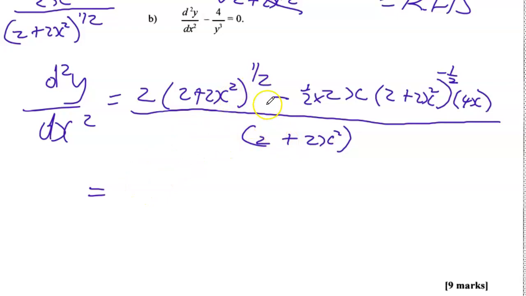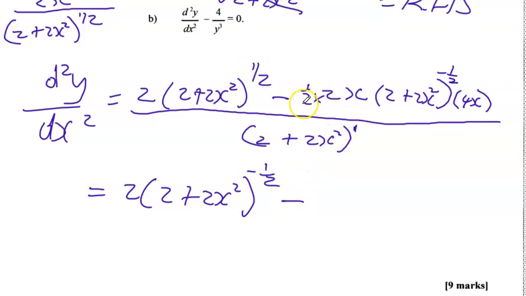So 2 plus 2x squared to the power half, divided by 2 plus 2x squared. Of course, you subtract 1 from the power, so we end up with 2 plus 2x squared to the power of half minus 1, which is minus a half. Minus, and then half times 2, that's 2. So we end up with 4x squared outside here, and then 2 plus 2x squared to the minus half, divided by 2 plus 2x squared. Again, we subtract 1 from the power, so we end up with 2 plus 2x squared to the minus 3 over 2. So it goes minus half minus 1.